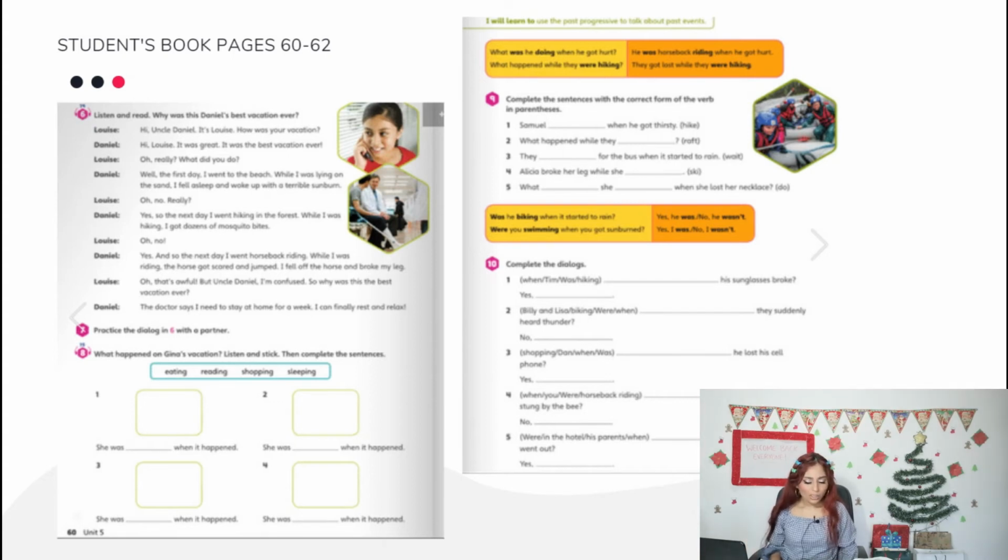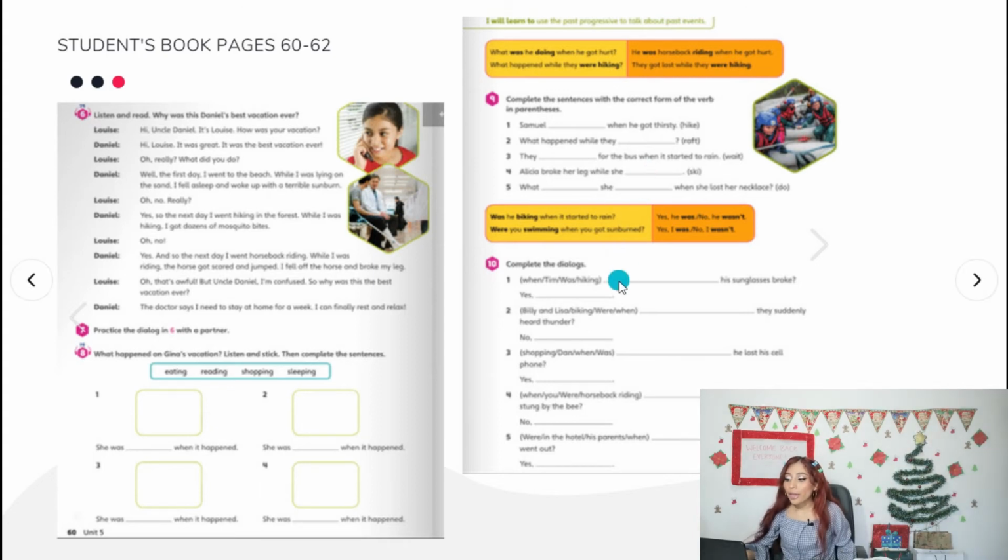¿Ok? So the next activity is almost the same way, but it says, well, he was hiking when it started raining, and it says, yes, he was, no, he wasn't, okay? These are the short answers. Yes, he was. No, he wasn't. Were you swimming when you got sunburned? Yes, I was. No, I wasn't. We only have two options to answer these kinds of activities, so we need to check.